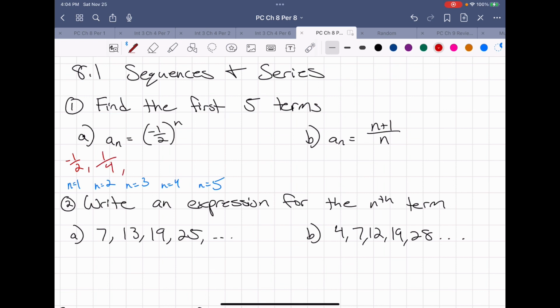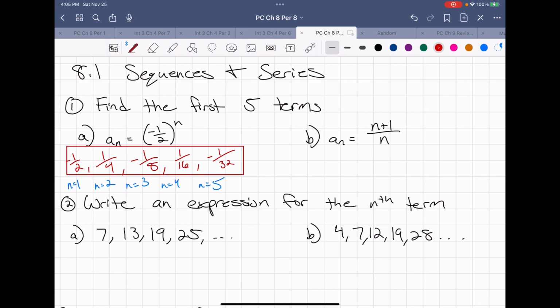Cubed is going to be negative. Cube the top, cube the bottom. Fourth is going to be positive. 1 to the 4th, 2 to the 4th. 5, odd, is going to be negative. 1 to the 5th, 2 to the 5th. So the part in red is the answer. That's what we're looking for.